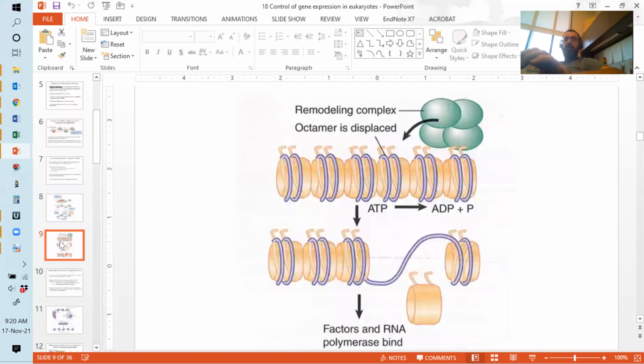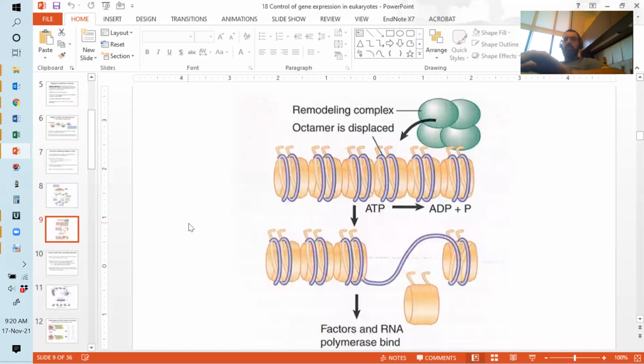Now I don't have one of the sliders, never mind.